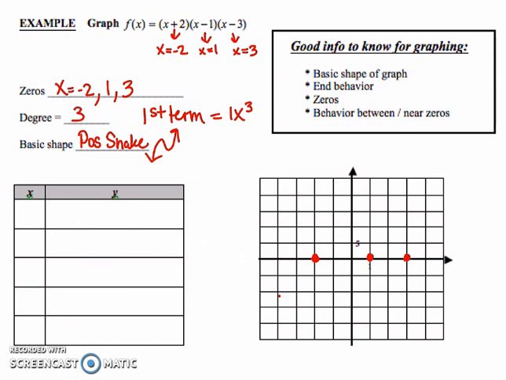So now what's left is I need to figure out what is going on with my graph between and near my zeros. That's what my table is for. So I'm going to choose some x values that are surrounding my zeros. So if I've got a 0 at -2, I'm going to plug in -3 for an x value.